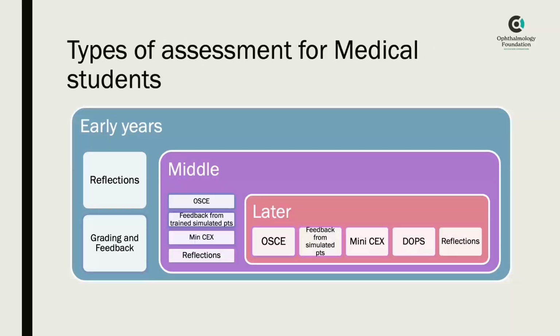So let's look at an example of types of assessment for medical students. In the early years, these could be in the form of reflections, grading and feedback. In the middle years, these could be OSCE, feedback from trained simulated patients, Mini-CEX, and reflections. And later on, it could be again OSCE, feedback from simulated patients, Mini-CEX, DOPS, and reflections.